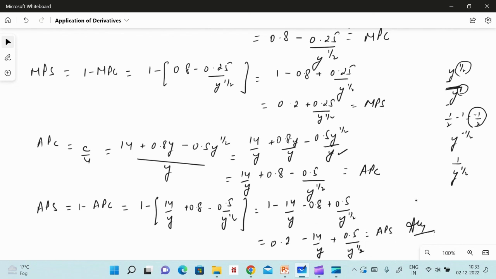So this way we will be able to calculate the values of marginal propensity to consume, marginal propensity to save, average propensity to consume, and average propensity to save, right? So now I hope the concept is clear to you.